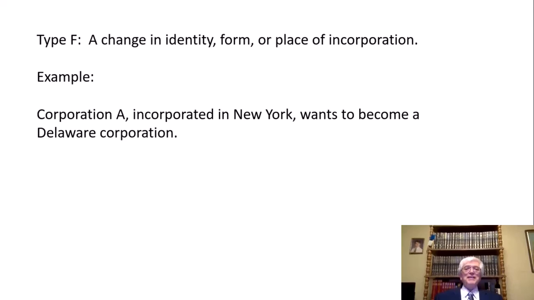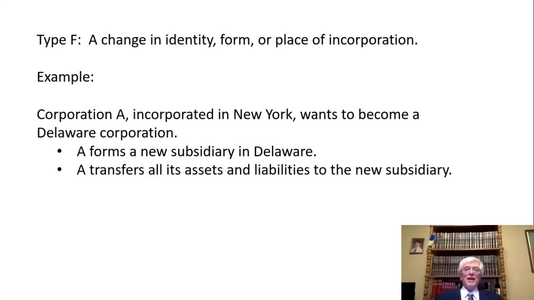So how does a New York corporation become a Delaware corporation? Well, what you do is you correspond to Dover and you form a new subsidiary down in Delaware. And so now you've got this new subsidiary, which is a Delaware corporation, wholly owned by your New York corporation. Then A will transfer all of its assets and liabilities to the new subsidiary, the new Delaware corporation.